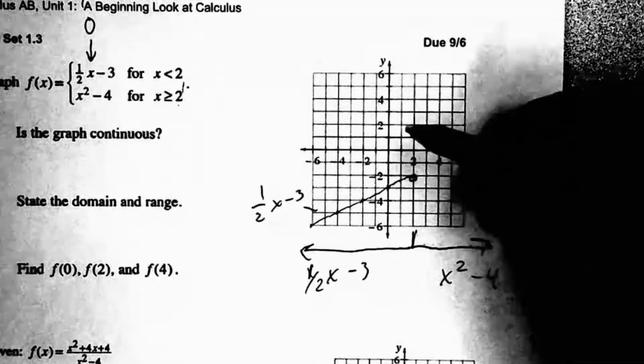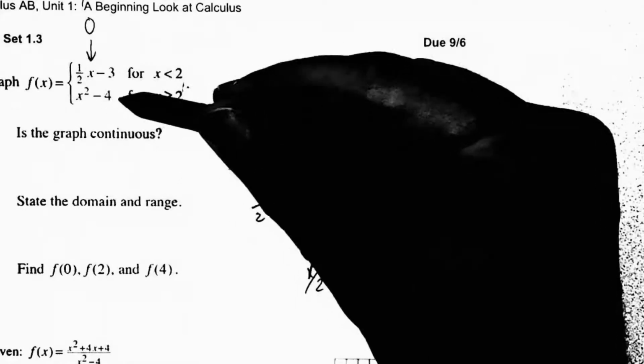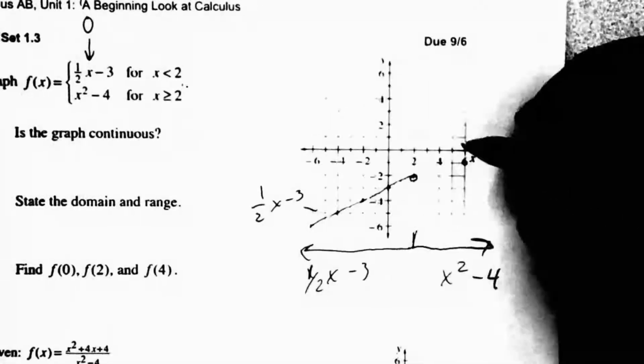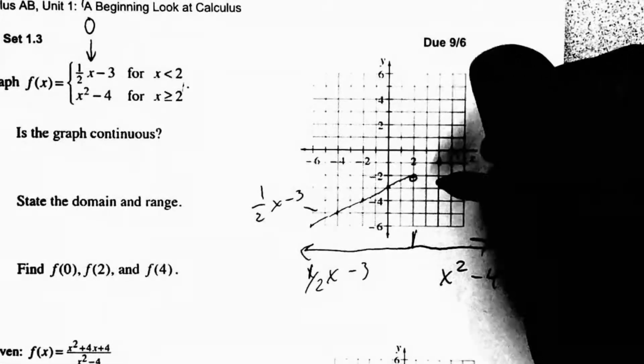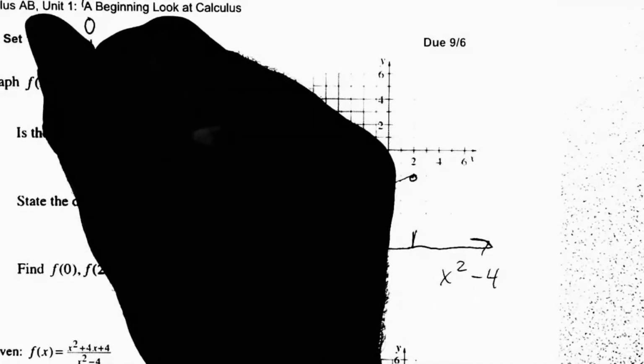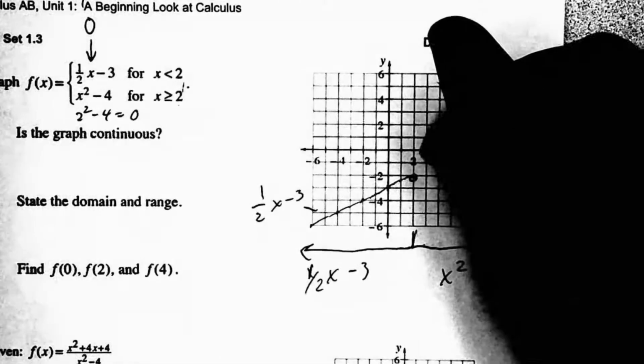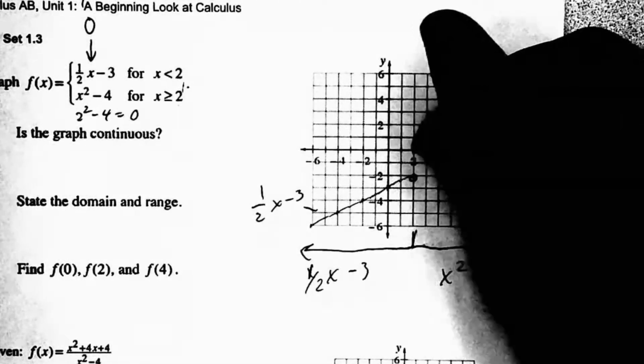Now at 2, it switches. You can see that here. It switches from 1 half x minus 3 to x squared minus 4. We're going to plug in 2 because we're picking up at 2. So we get 2 squared minus 4 equals 0. That's 4 minus 4, that's 0. It means when I plug in a 2, I will get a 0.